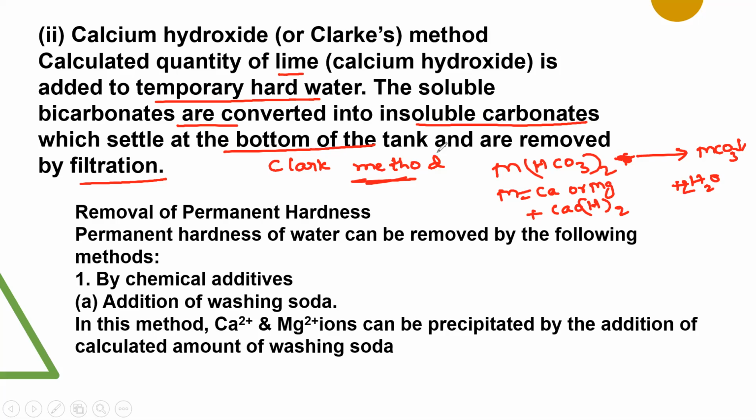In Clark's method, what happens? For hard water, a small amount of calcium hydroxide, a calculated quantity of lime, is added, due to which it forms insoluble metallic carbonates along with water. This insoluble precipitate is removed by means of filtration. So in this way, we have two methods of removal of temporary hardness of water. First one is by boiling. Second one is Clark's method, in which a calculated quantity of lime is added to temporary hard water. The soluble bicarbonates are converted into insoluble carbonates, which settle at the bottom of the tank and are removed by filtration.